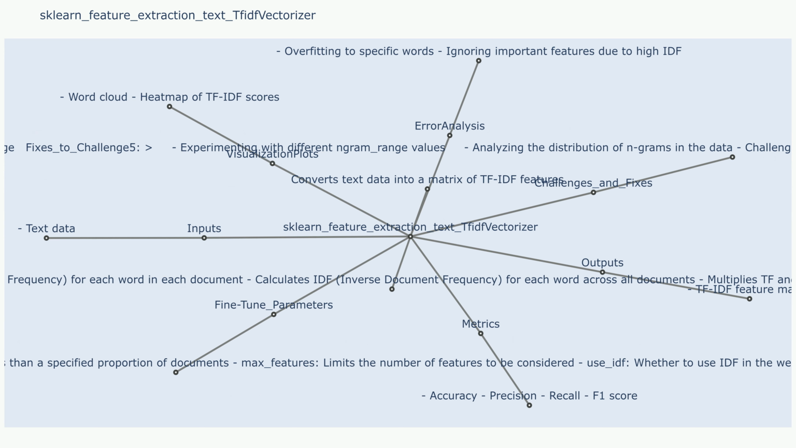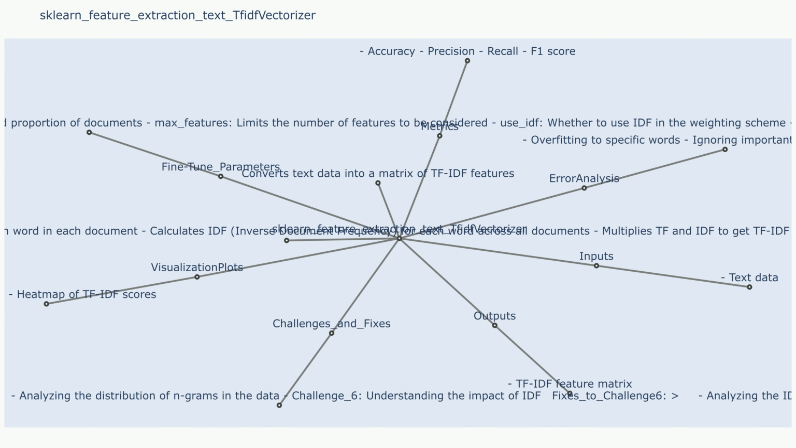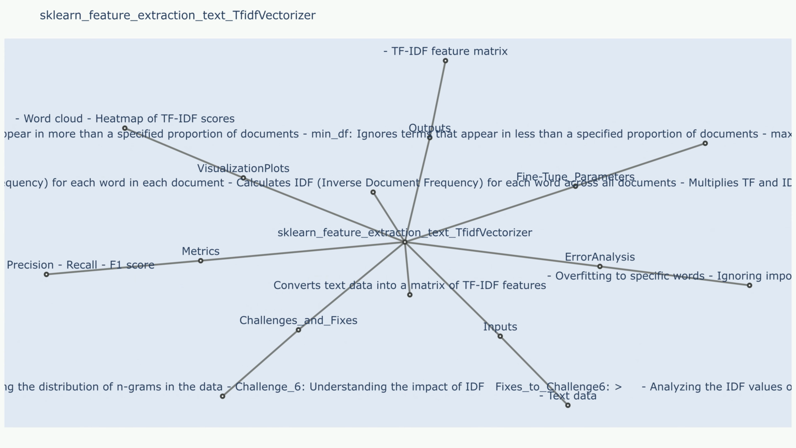Inputs: raw documents, a list of strings, each representing a document. Vocabulary: an optional list of words to consider. If provided, only these words will be used to build the vocabulary. Outputs: TF-IDF matrix, a sparse matrix of TF-IDF features, where each row represents a document and each column represents a word in the vocabulary. Vocabulary: a dictionary mapping words to their corresponding column indices in the TF-IDF matrix.